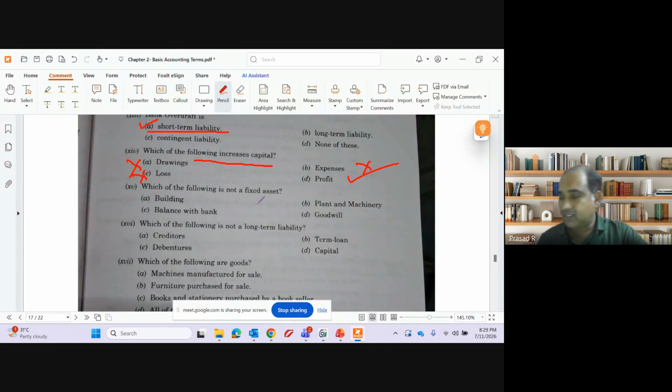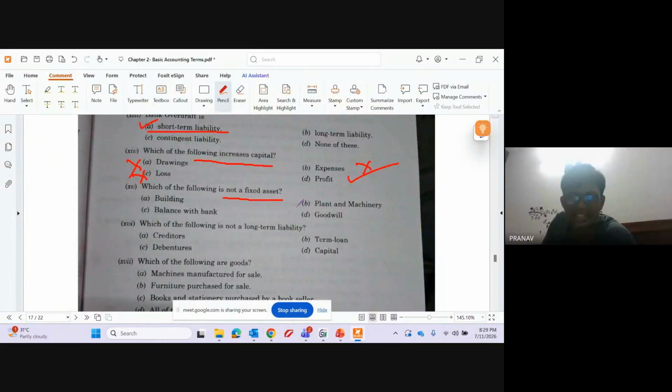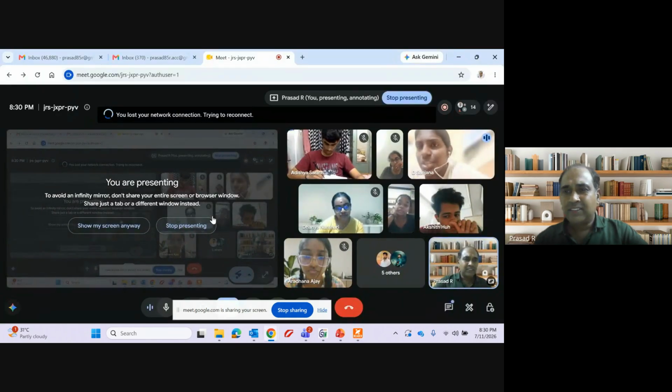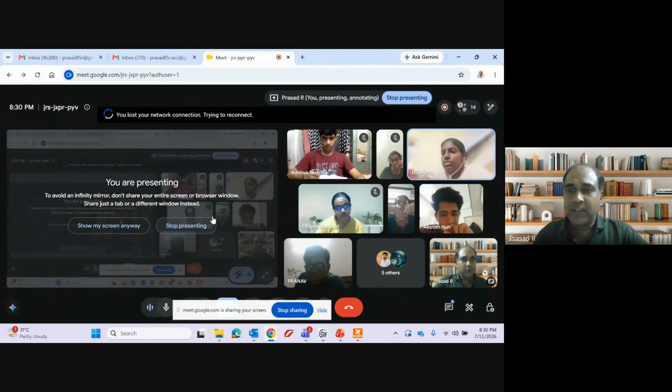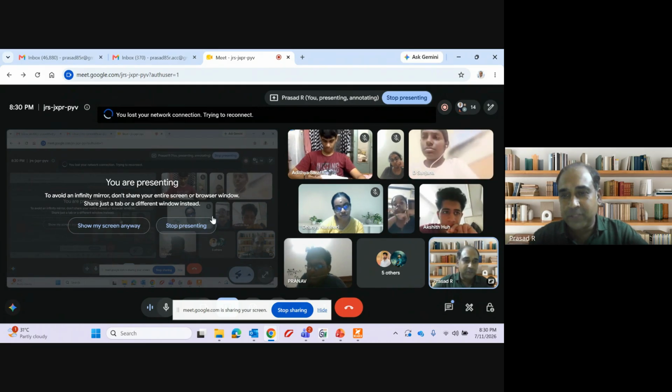Which of the following is not a fixed asset? We will again emphasize on not a fixed asset. What is a fixed asset? Something which can be used for more than 1 year. Balance with bank. Today I am having, tomorrow I may not be having. Today I am having 1 crore, tomorrow it can become 0 also.